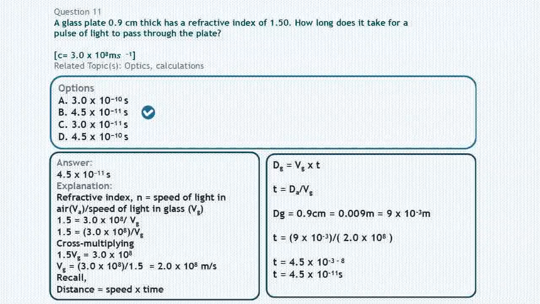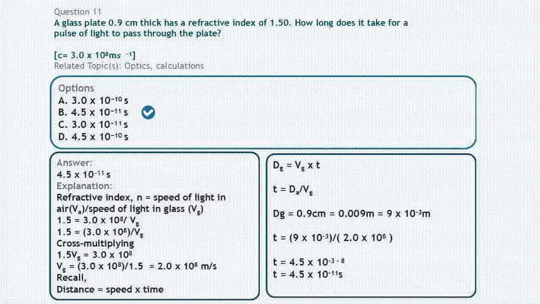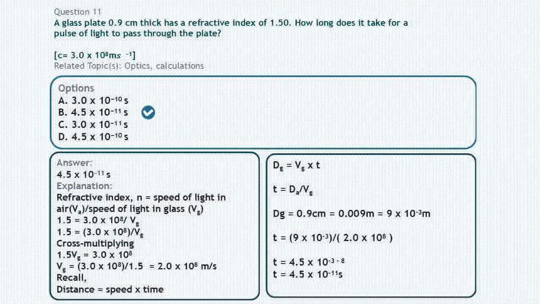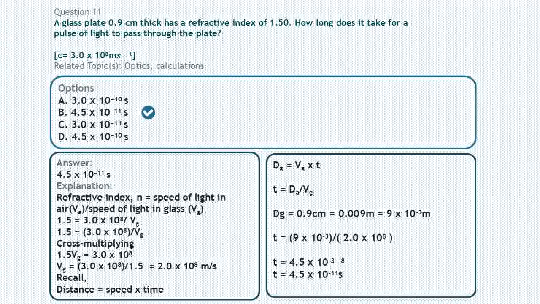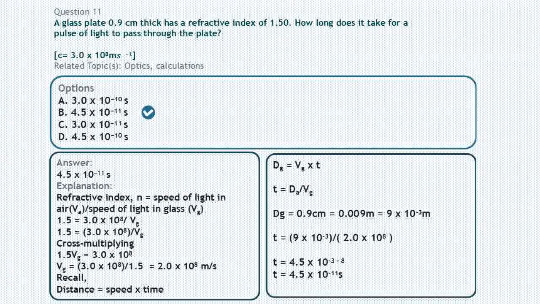So we have the distance through the glass equal to the speed of light in the glass times the time. Because we are looking for time here, we're looking for how long does it take, the time. So we make T the subject of the formula here by dividing both sides by VG.